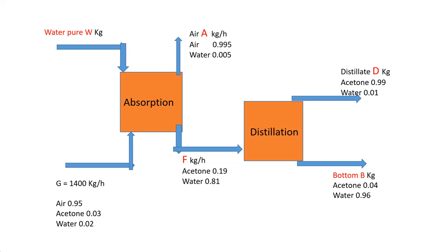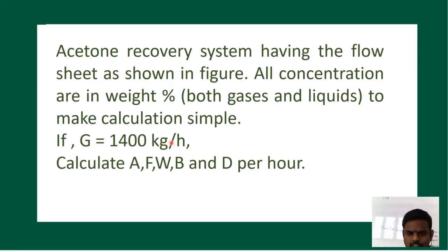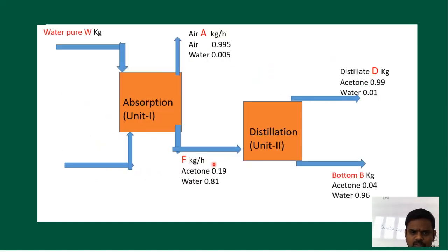So there are different flow streams. G is also there, but the G value is given as 1400 kg per hour. And we have other streams like A, F, W, B and D per hour, which we have to determine. So this is the diagram shown below. We have a feed, an input stream G.